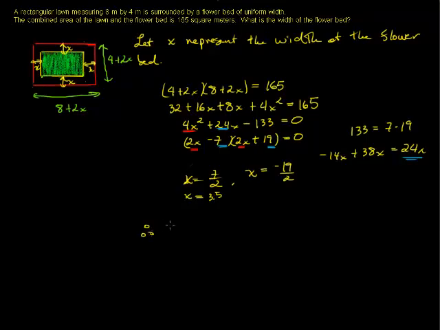So therefore, the width of the flower bed is 3.5 meters.